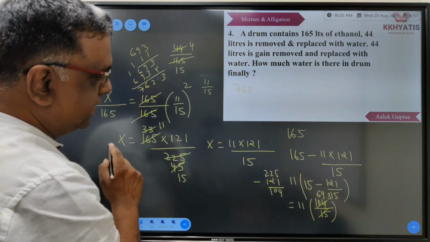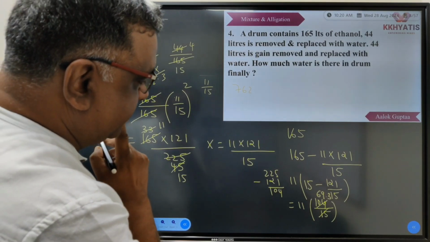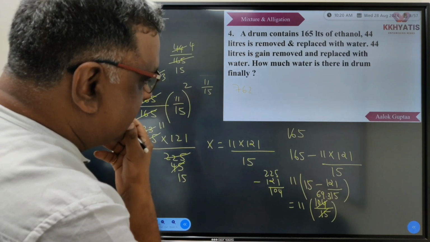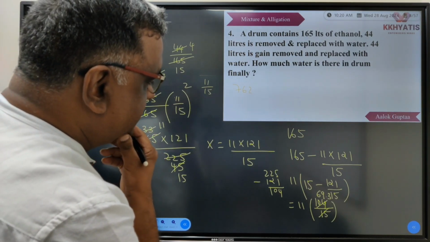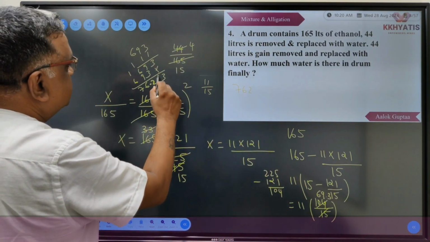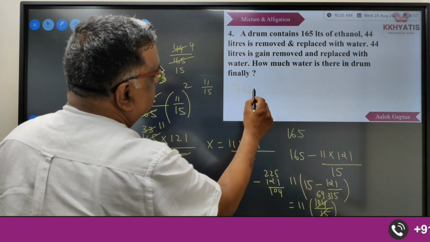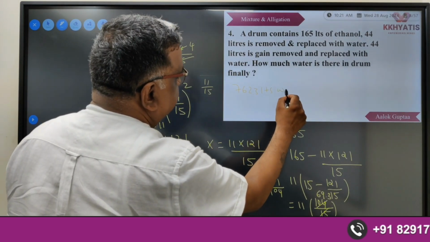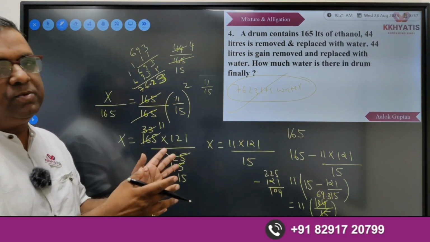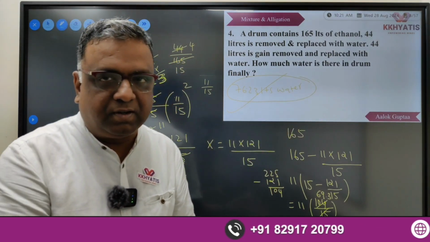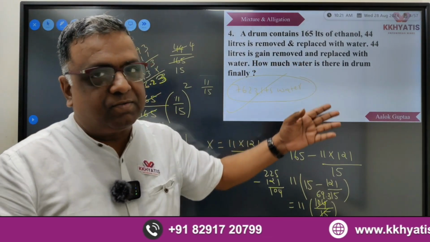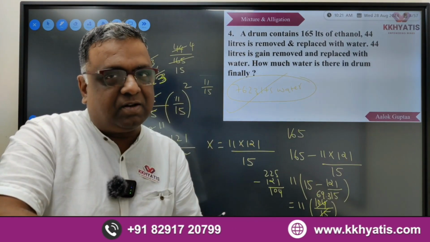No, decimal was not 1, right? .93. So decimal was 2. 76.23 liters of water finally is left. This is the answer. So we first found the final quantity of ethanol that was left, and after that we wanted to know what is the water left. So total is 165 minus the final quantity of ethanol.